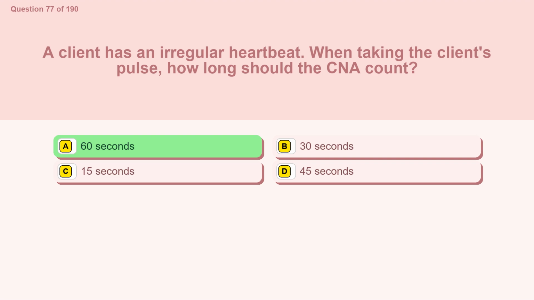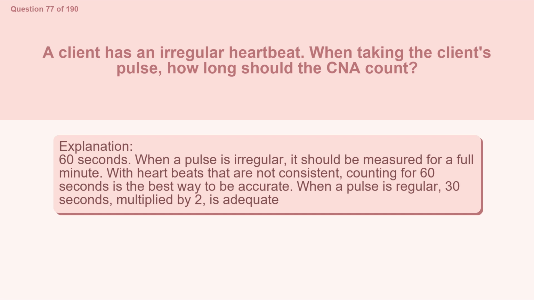The correct answer is option A, 60 seconds. When a pulse is irregular, it should be measured for a full minute. With heartbeats that are not consistent, counting for 60 seconds is the best way to be accurate. When a pulse is regular, 30 seconds, multiplied by 2, is adequate.